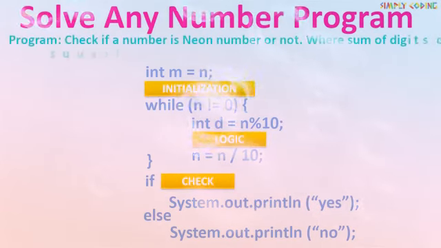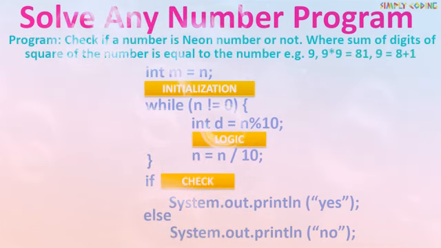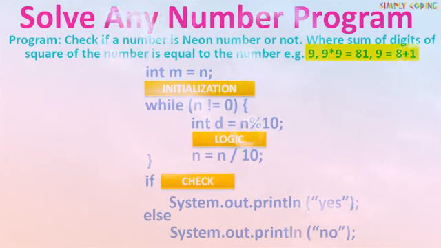A neon number is a number where the sum of digits of the square of the number is equal to the number. For example, if the input number is n, its square is n multiplied by n, 9 times 9 is 81. When you add the digits of 81, you again get 9. Here do note that you do not have to find the sum of digits of the number. You have to find the sum of digits of the square of the number and then compare it with the original number.